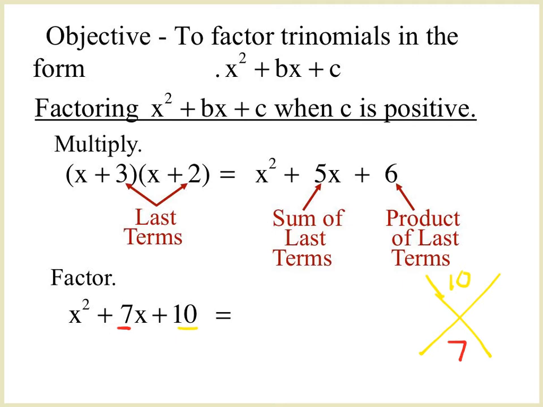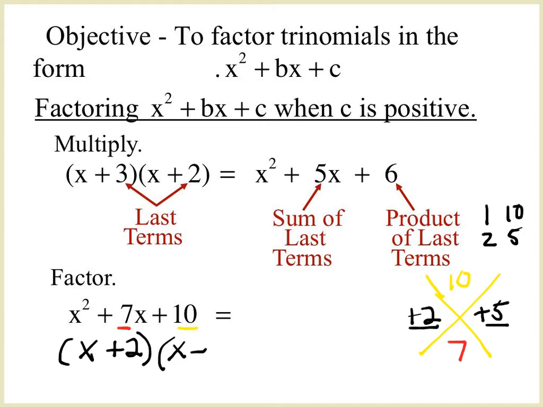So I can start going through some of the factors of 10. Start with the factors of 10: 1 and 10, 2 and 5. And as it happens, positive 2 and positive 5 add to 7 and multiply to 10. So if those are my factors, all I have to do is write x plus 2 times the quantity of x plus 5, sorry, because it's positive, positive.